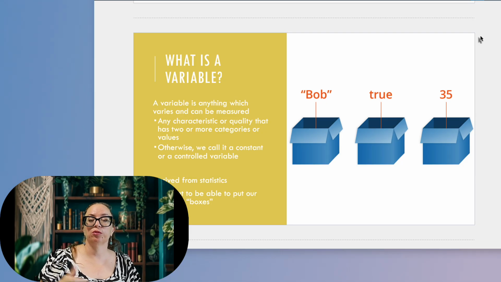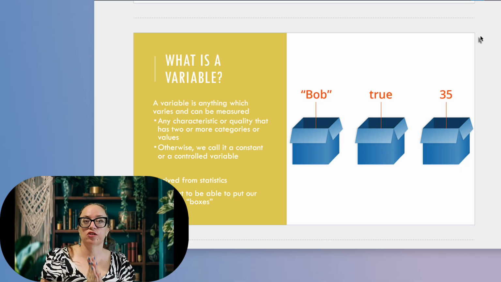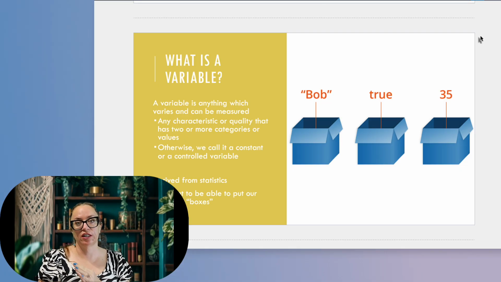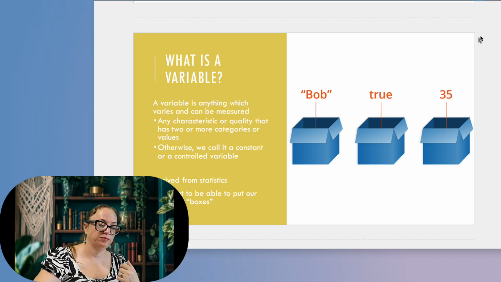As I mentioned, variables are rooted in statistics. Variable is a statistics term, and variables are quite useful because they help us to categorize and organize our data. In fact, we like to put our data into as small of boxes as we can, and we do that by organizing them by different types of data. So we'll be taking a look at the four major types of data here.